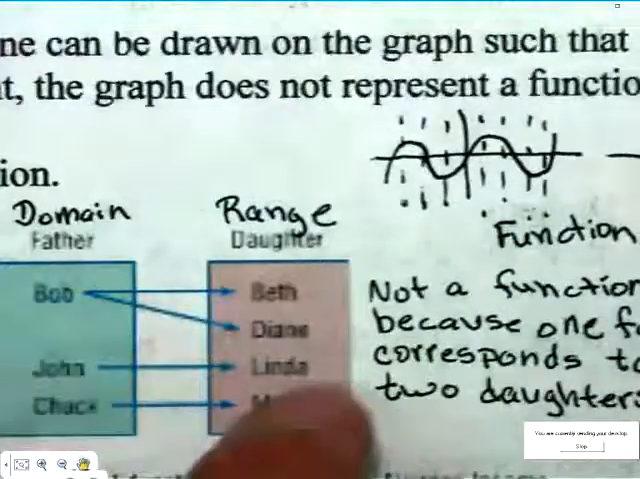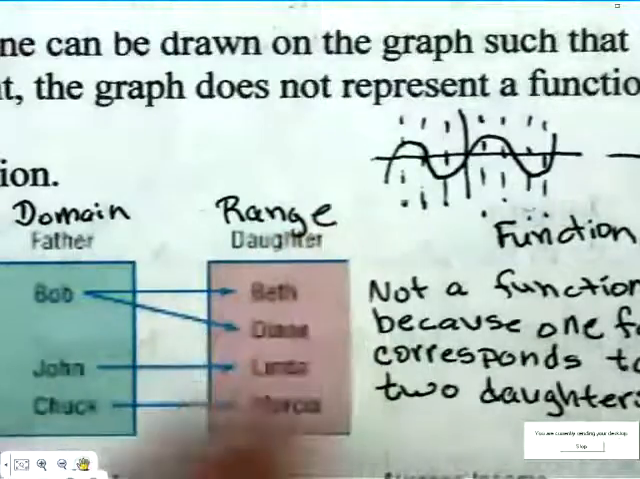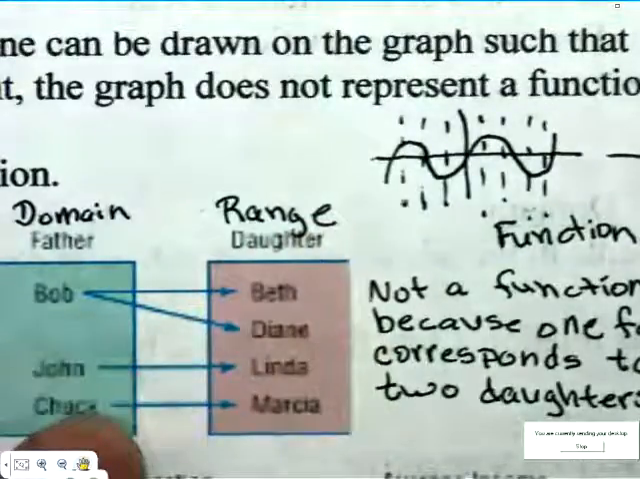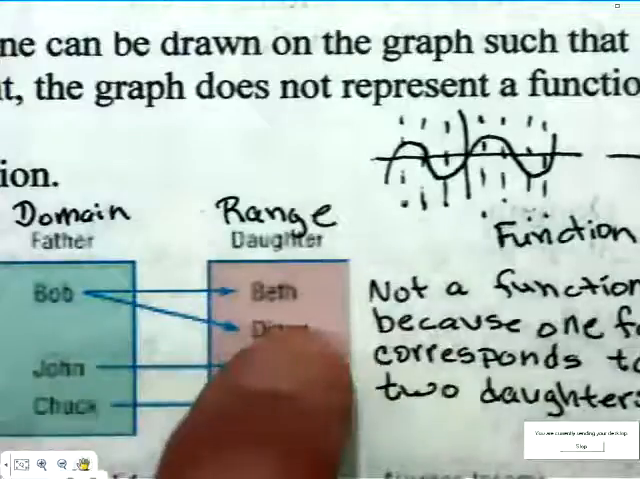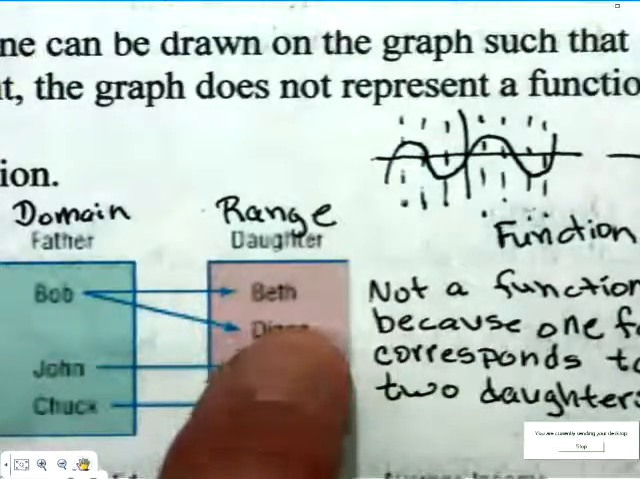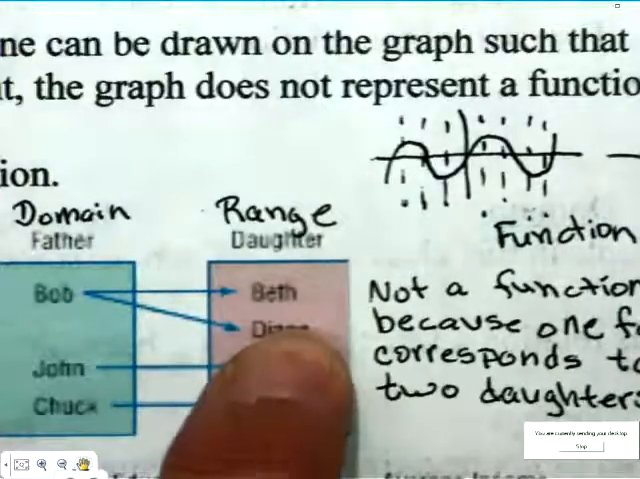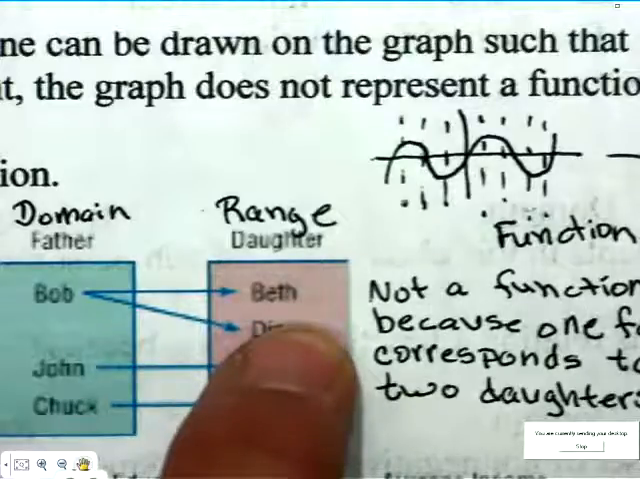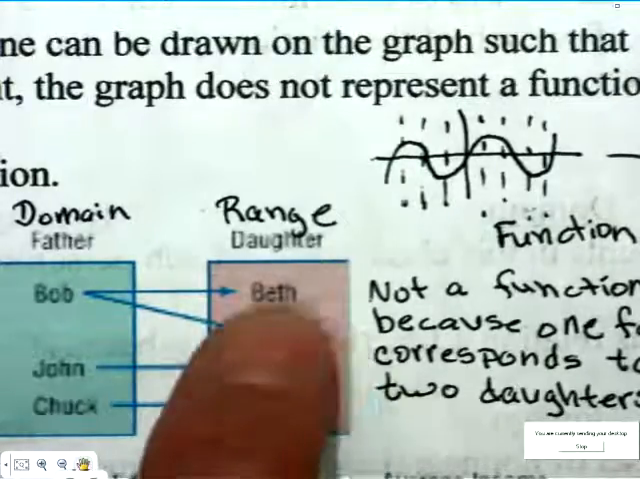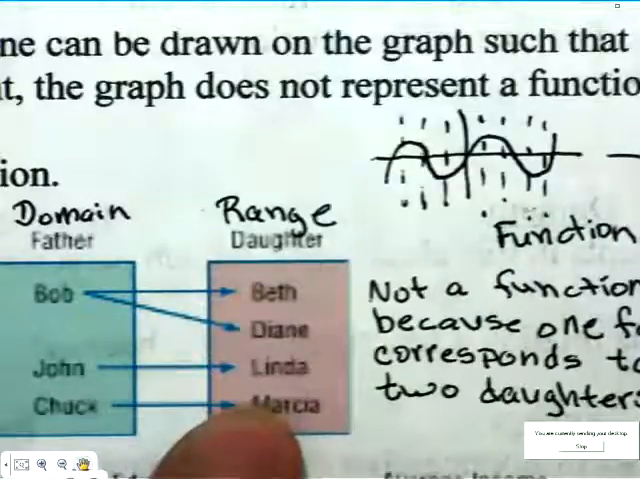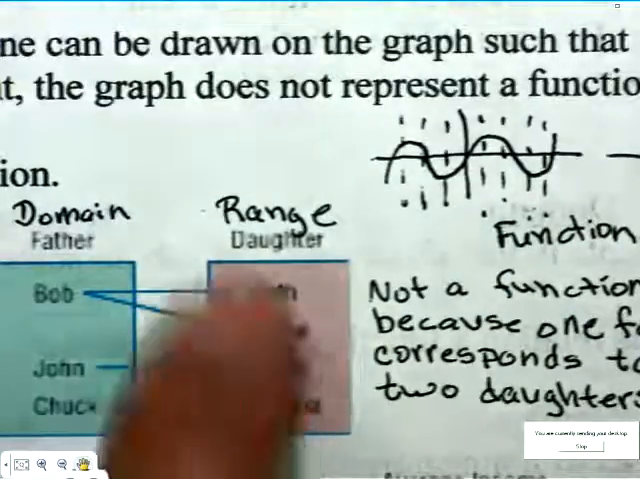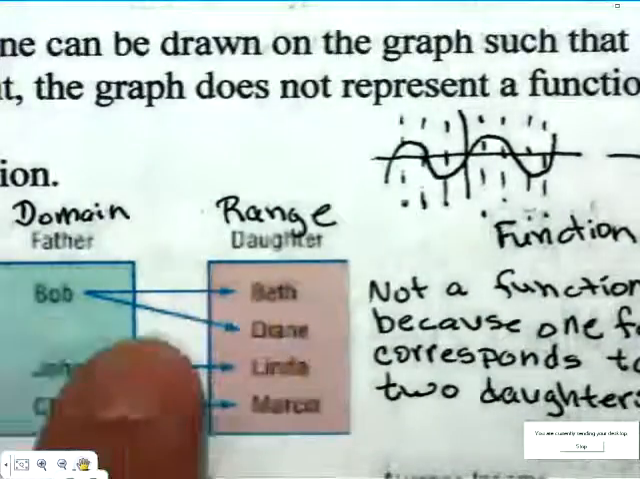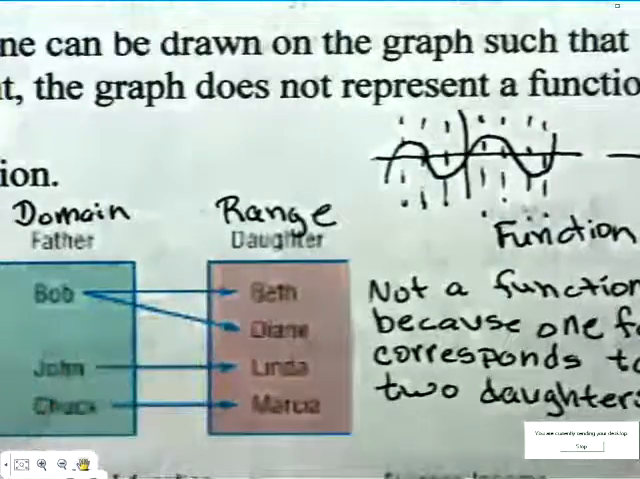What if this function was defined the other way, though? What if the domain was the daughters and the range was the fathers, and I just asked Beth, who's your dad? How many right answers are there to that question? It may or may not be known, but there's only one right answer. So that would be a function because each daughter only corresponds to one dad. It wouldn't matter that 2 different daughters corresponded to the same dad if that was just defined the other way.